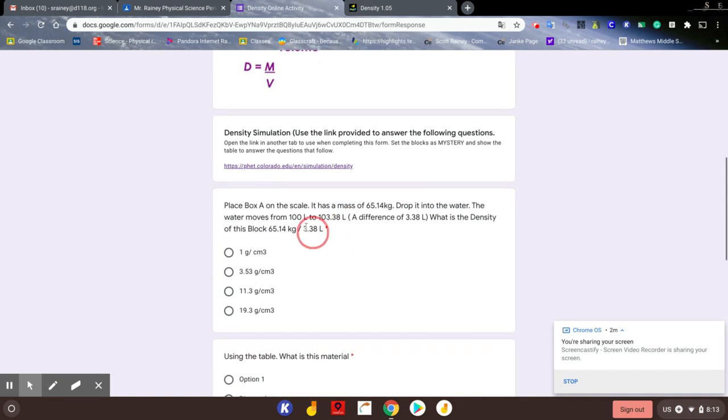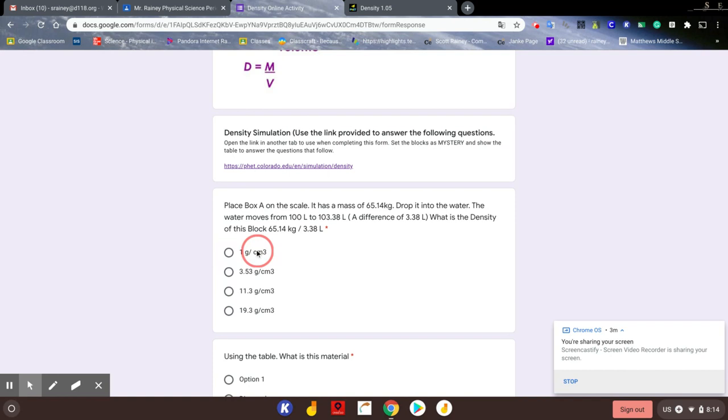That's our first question. It says box A moves on the scale. We put box A on the scale. We saw that it had a mass of 65.14 kilograms. Drop it into the water. The water moves from 100 liters to 103.38 liters, which shows it moved 3.38 liters. To find the density, we take our mass, which is 65.14 kilograms, divided by the liters, or the volume, 3.38, and what is that object?